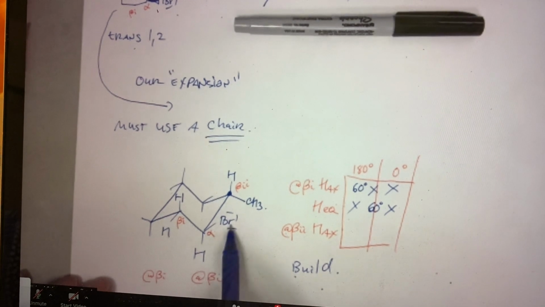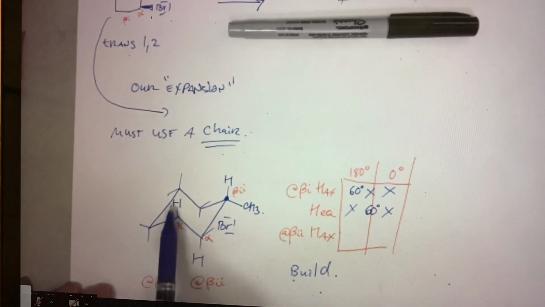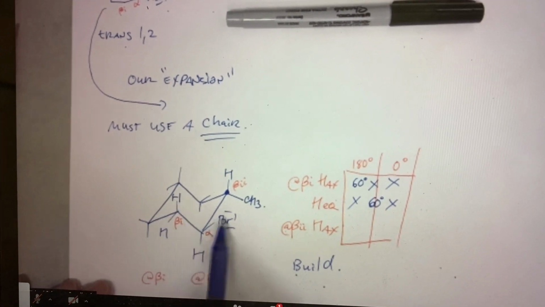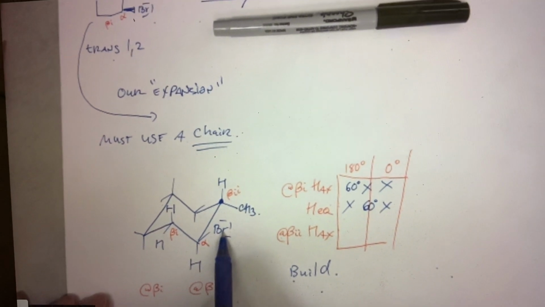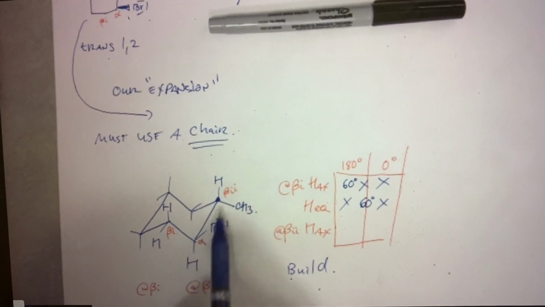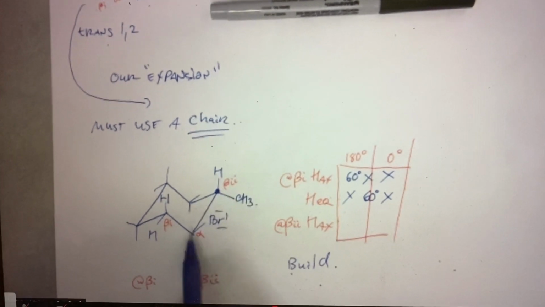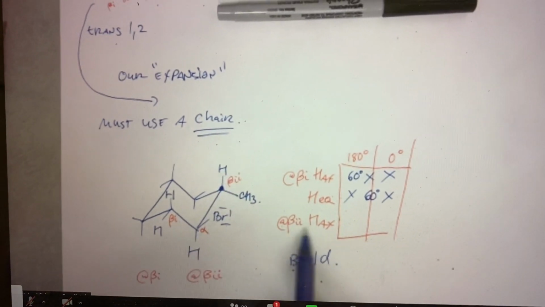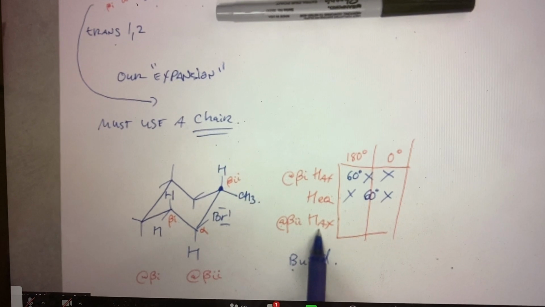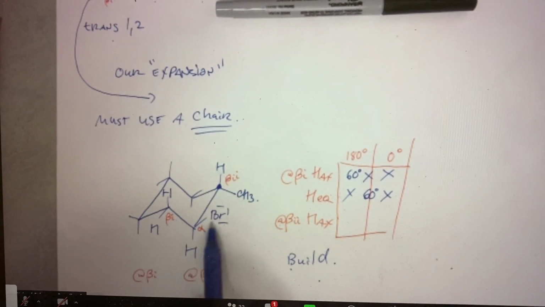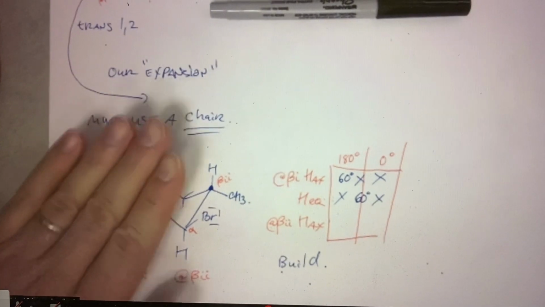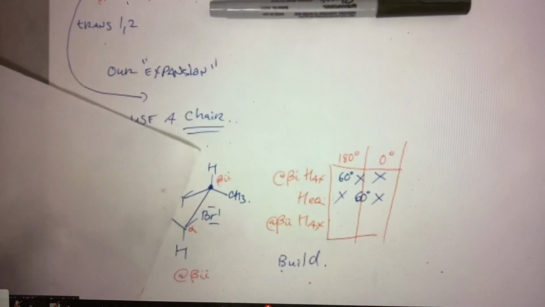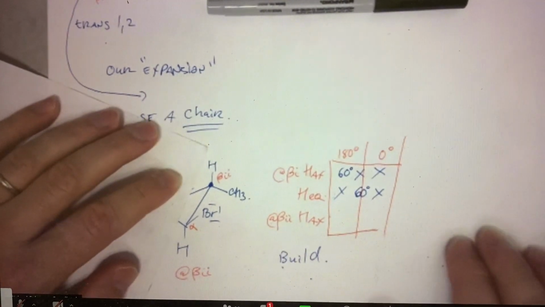If this is in an equatorial position, axial adjacent to it will always be 60 degrees, and equatorial adjacent to it will always be 60 degrees. Maybe it's easier to see looking up this one. Let's do it up this particular bond. Let's look at the beta 2 position. We have a hydrogen that's axial, and this is equatorial. This is almost like a sawhorse projection we were drawing earlier.